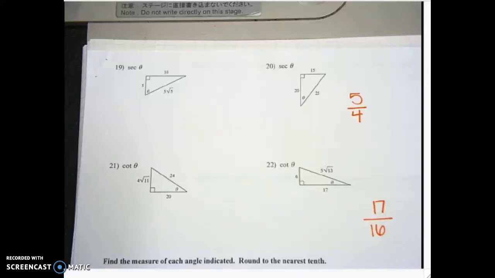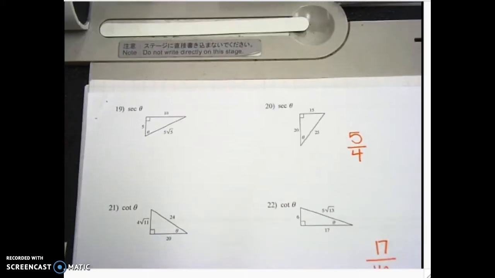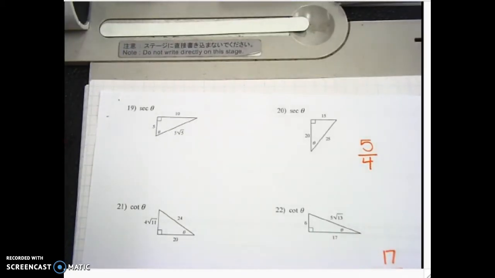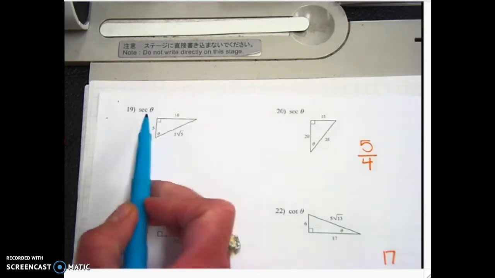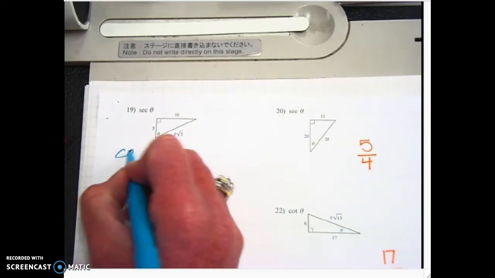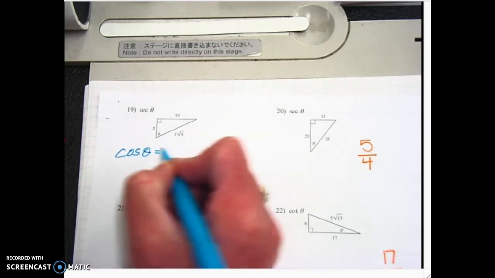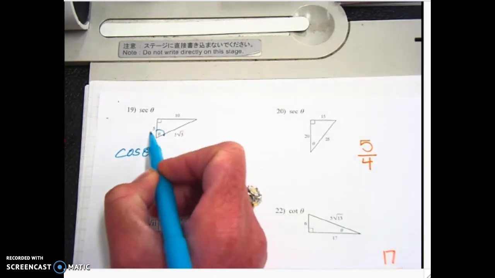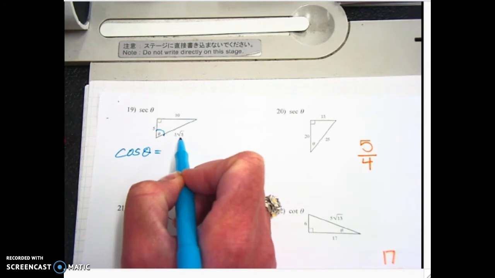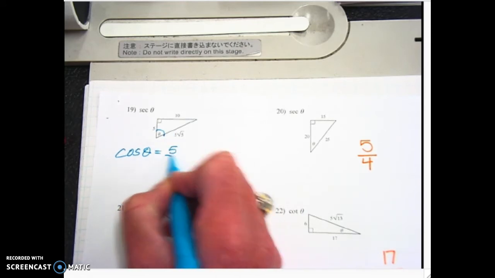Today we're looking at page 3 of the chapter 12 practice test. So number 19, the directions from the prior page says find the value of the trig function indicated. And this one they want the secant. So first you want to get the cosine of theta, which from this angle is the adjacent over the hypotenuse.